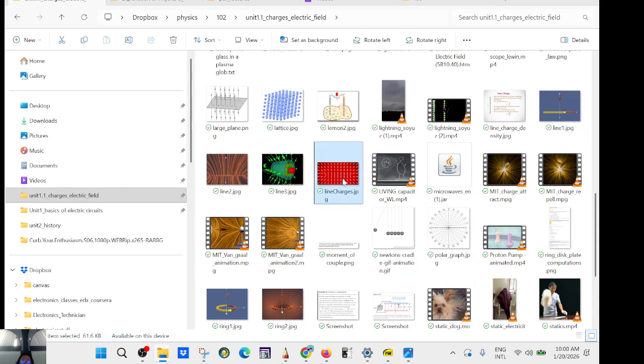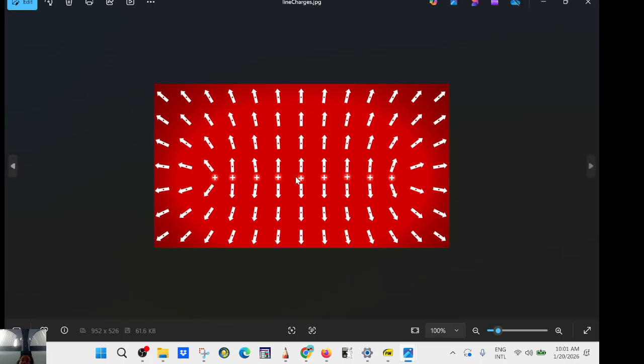Here I have another one. Usually it's done by a program, coding in Python for example, and you come up with this configuration. It's a vector field because every single point in space is associated with a vector. That will be the electric field.